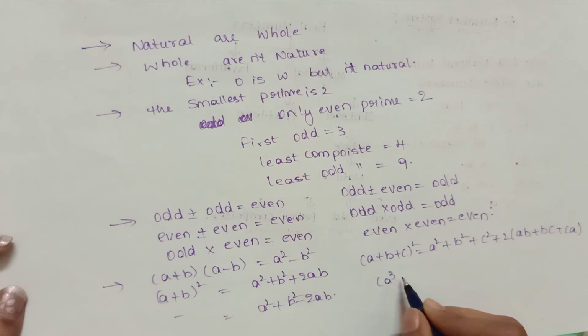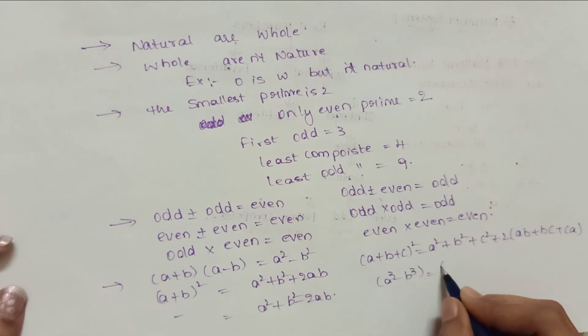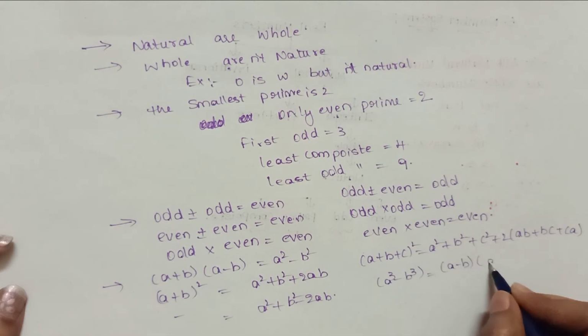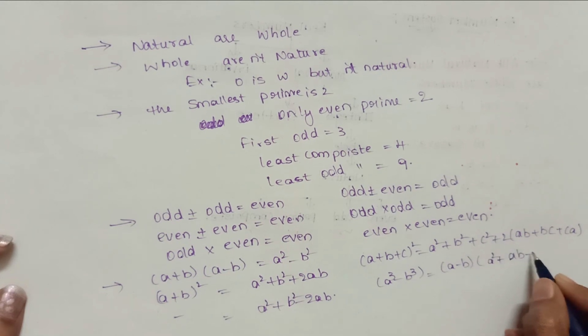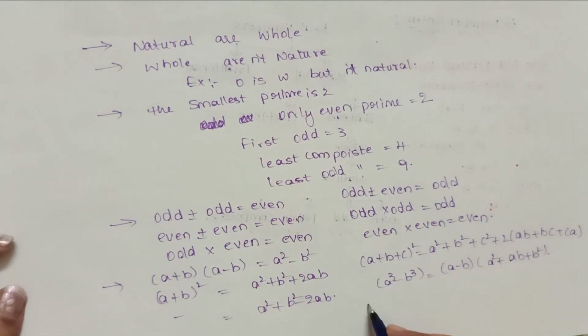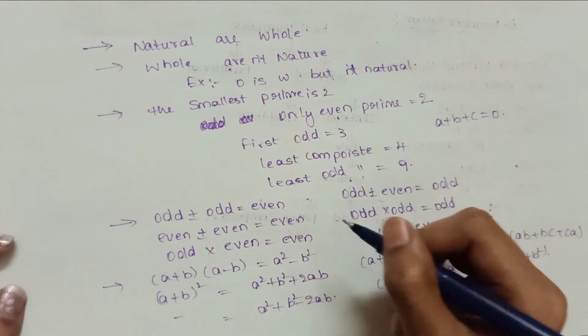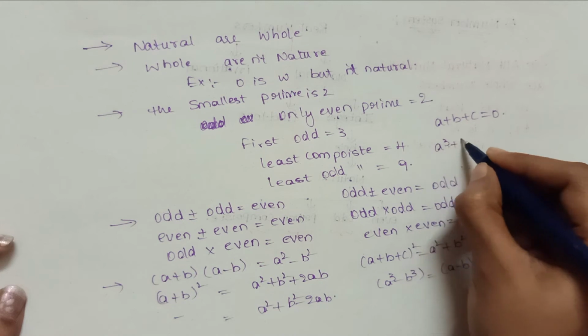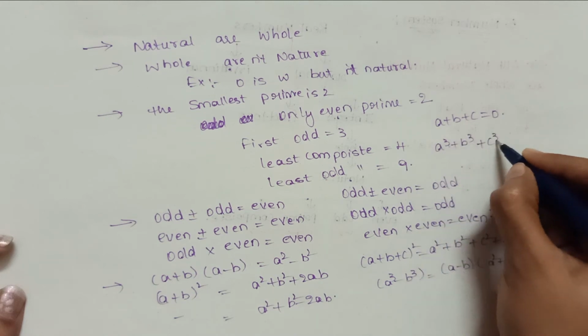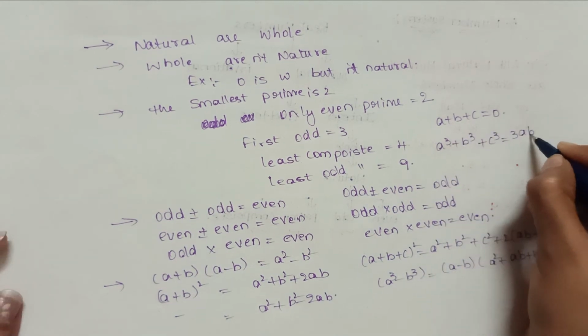and a cube minus b cube is equals to a minus b into a square plus ab plus b square. If they say a plus b plus c is equals to 0, then a cube plus b cube plus c cube is equals to 3abc.